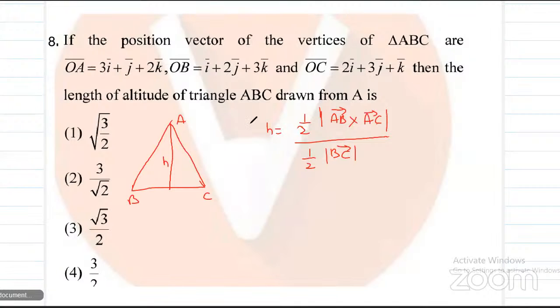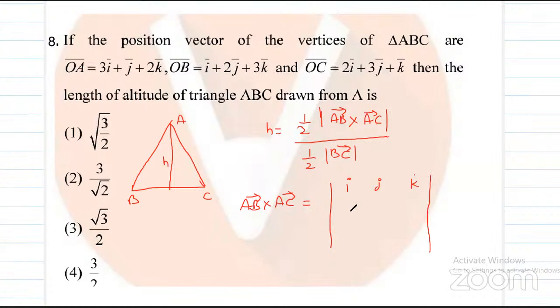Okay. So from the position vectors, you have to find AB vector and AC vector. That can be done easily. And then you have to find the cross product of it. So the numerator, what is there here? That can be done separately. AB cross AC vector. How do you do the cross product? Using a determinant, you can do this cross product.